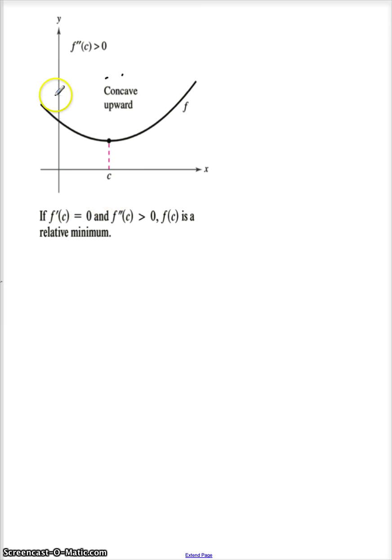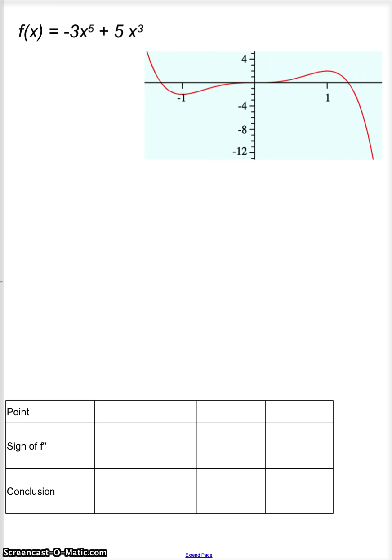And so this is a maximum. Now what about when f double prime is positive? Then you have this smiling, but the slope at this point is 0. So you have to have a minimum at this point. Let's try a couple problems.